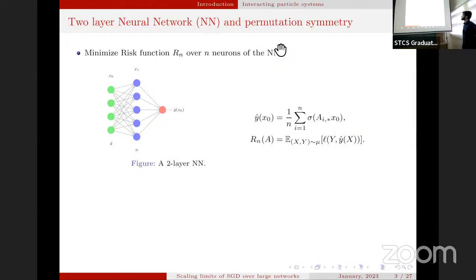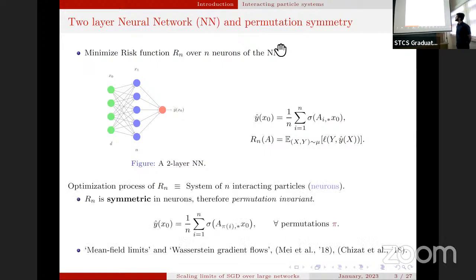Okay, so I was talking about this problem. You have a fancy looking neural network, 2-layer. The purple neurons in the hidden layer compute some inner product and apply a nonlinearity, and the output is just the average of these representations. The risk function is defined with respect to a data distribution and the number of neurons. It's just the expectation of some loss function depending on the output of the neural network and the data set. All right, nice looking problem.